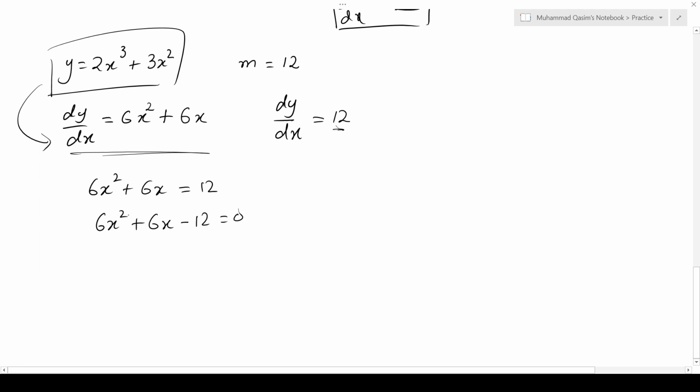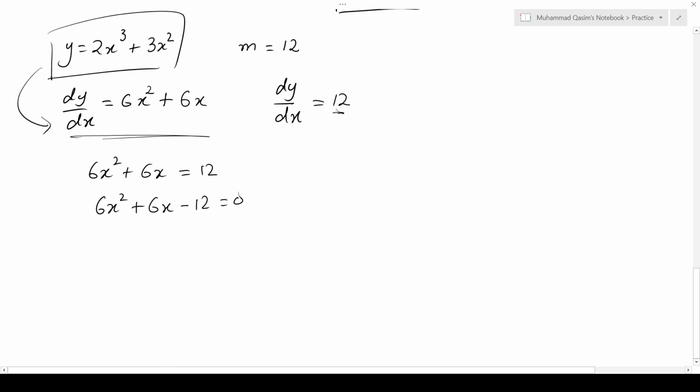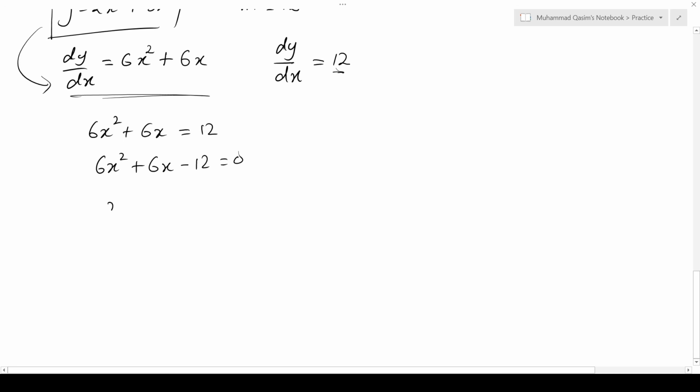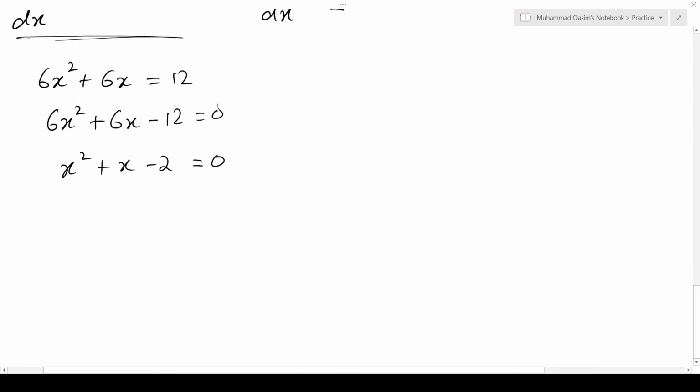Now this is a quadratic equation. Now from here you can take 6 as common. Now x squared plus x minus 2, and at the same time divide 6 on both sides of the equation. So you have reduced and simplified it to this. Now you can solve this quadratic equation for x by any of the methods. Let's just factorize by middle term breaking. So x squared plus 2x minus x minus 2 equals 0.